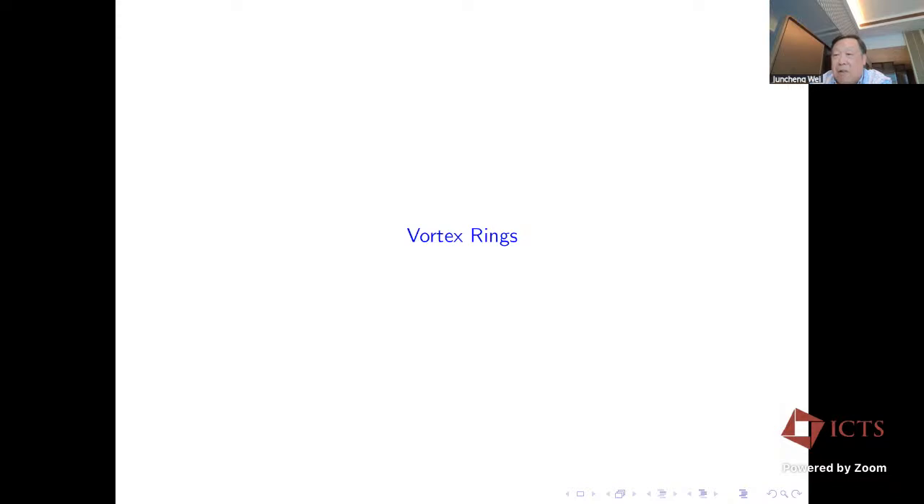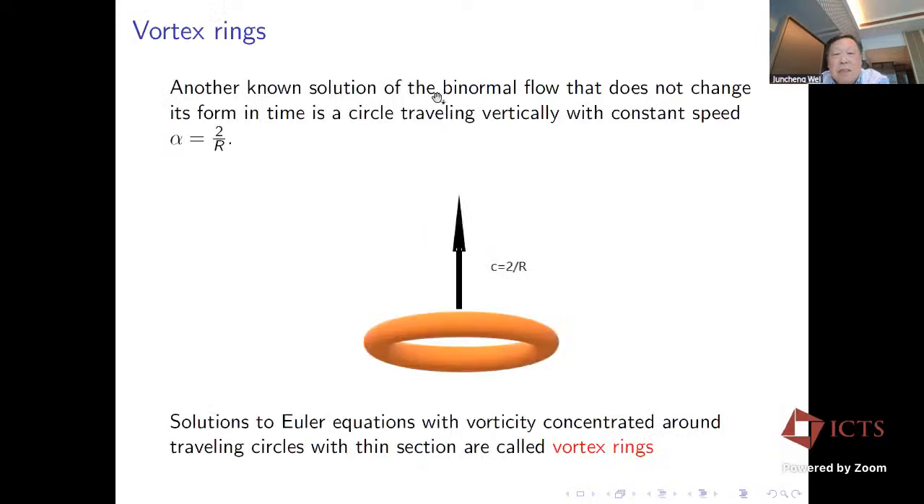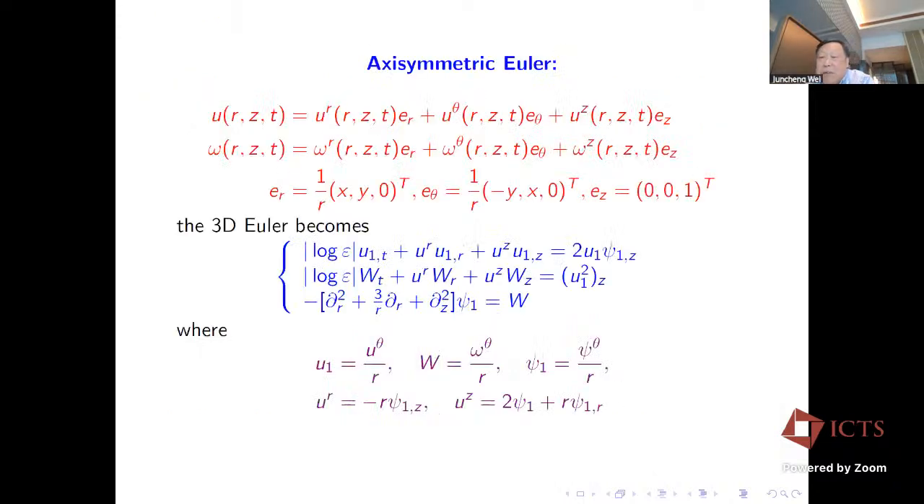And the second class of binomial flow is vortex ring, and this is the one I'm going to consider next. So vortex ring is a well-known example of binomial flow that does not change form. Okay, and it travels vertically with a constant speed alpha of r. Now, it is a solution to Euler equation with vorticity concentrated around traveling circles, and this is called a vortex ring. And this solution has already been constructed.